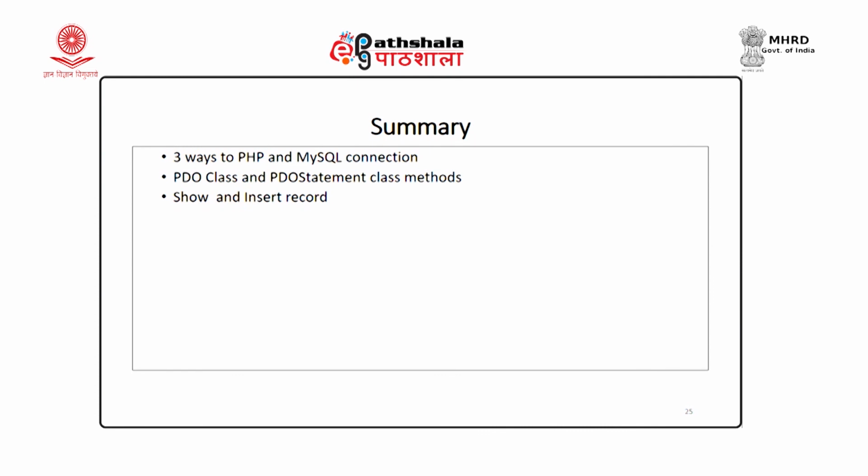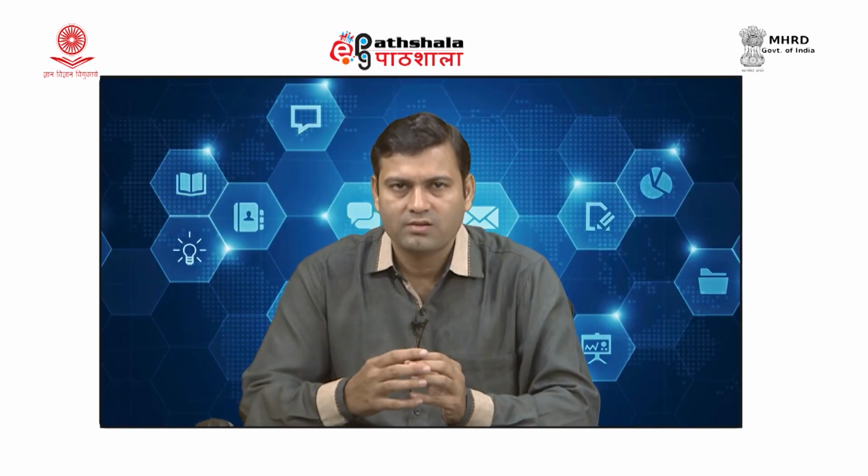Let's summarize today's session. First, we saw the database architecture: the web browser sends a request via HTTP to the web server, and the web server sends the file to the PHP engine. The PHP engine starts parsing the script, and it requires a database connection, so it opens a connection with the database server. The database server gets the query, executes it, and sends the result set to the PHP engine. The PHP engine formats it and gives it to the web server, and the web server sends it to the web browser.